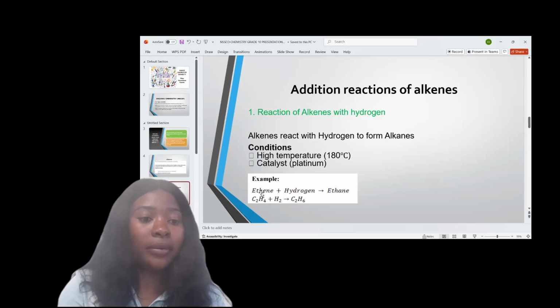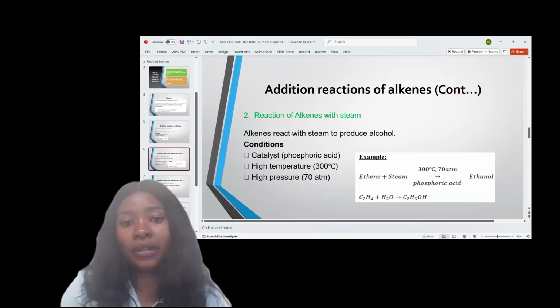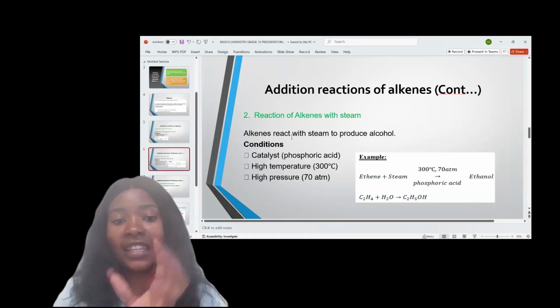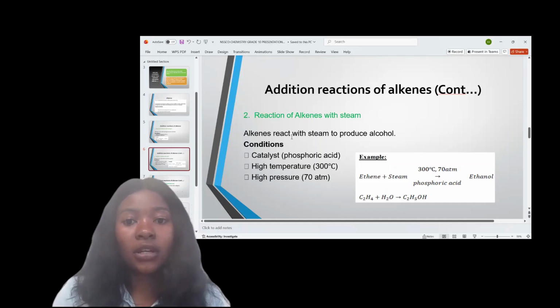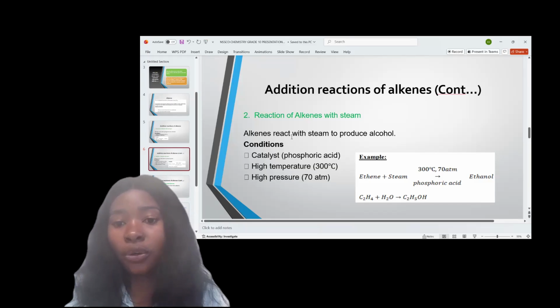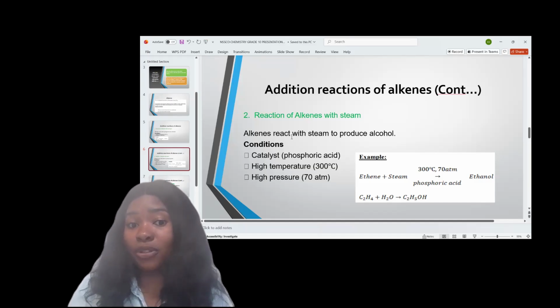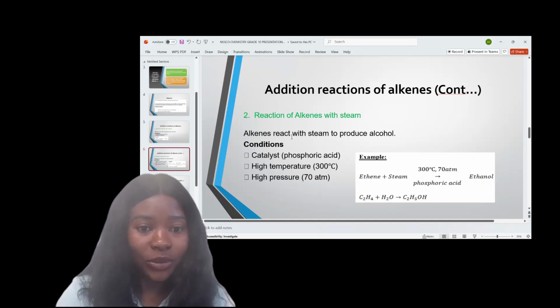On top of that, alkenes also undergo addition reaction with steam. By steam here, you are just having water that you boil, and that vapor is what we call steam. The alkenes react with steam in order to produce alcohol. I know, please people, it's not the alcohol that you go buy in the bottle stores; it's not the one we are talking about here. Please don't get the two mixed up.